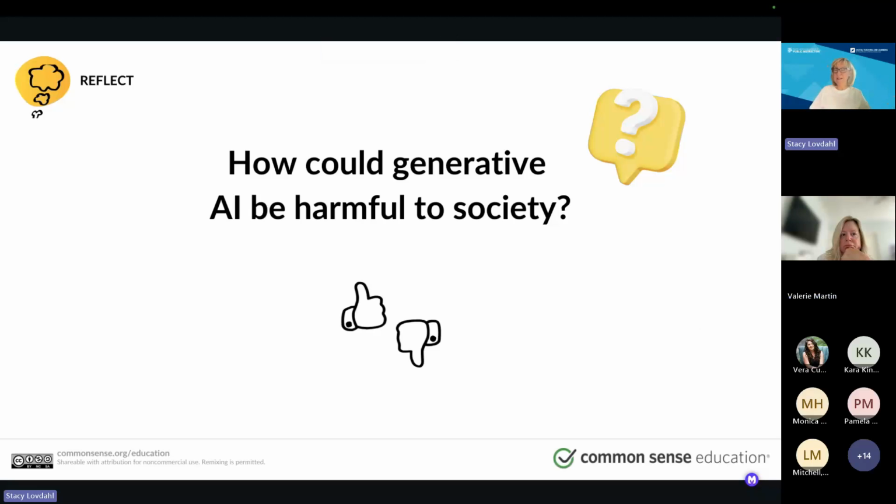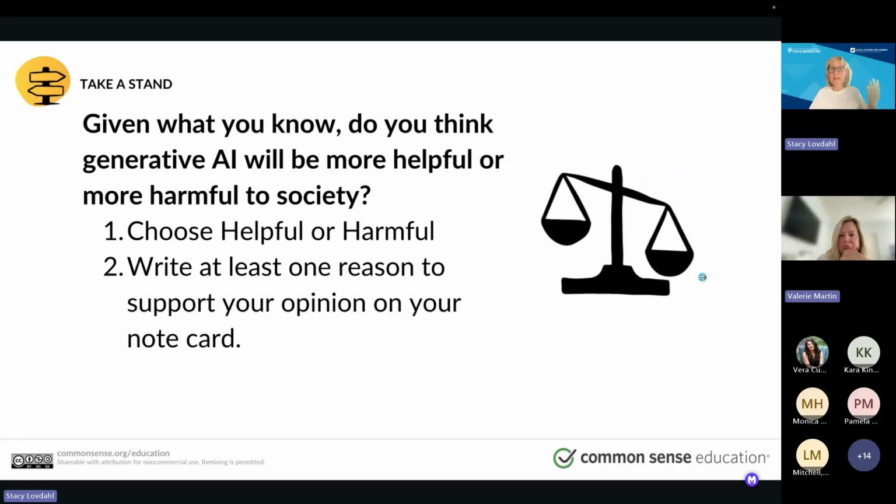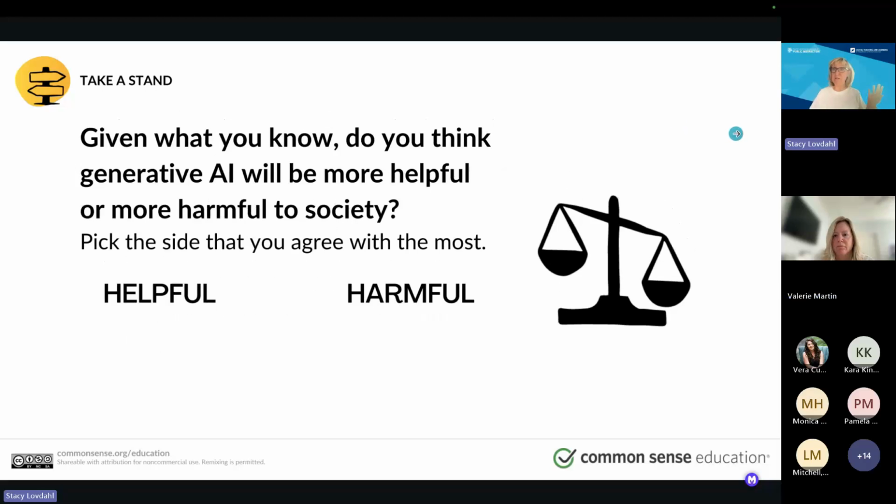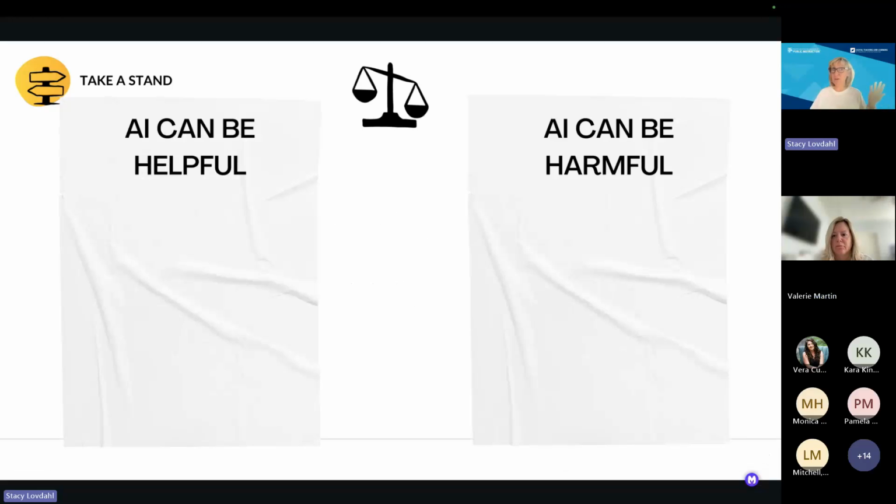So the next thing I wanted them to do, because remember we started off with what are your thoughts on AI in school and are they harmful or are they beneficial? The ultimate goal now is to have them decide: is generative AI harmful to society? And given what they know, to decide to take a stand. This is the Common Sense Education point of this lesson: now you have some information, what are you going to decide? Is it helpful or harmful?